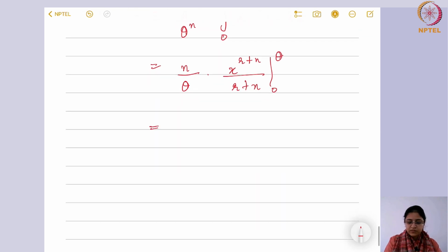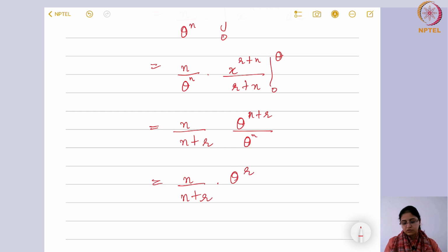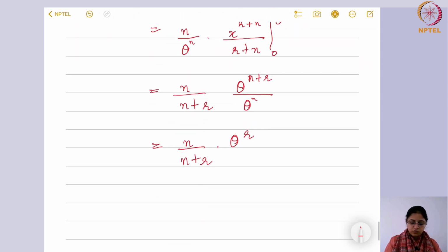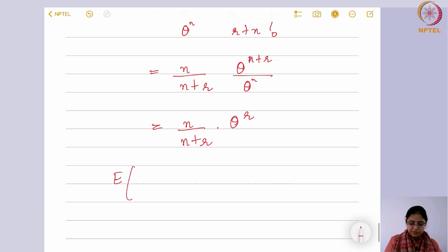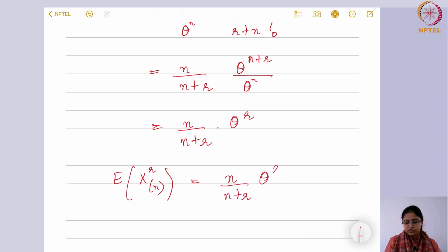So it would be n over n plus r, right? You substitute the value of theta, so it would be theta raised to the power n plus r over theta raised to the power n, which cancels out. So what you are left with is n over n plus r times theta raised to the power r. So the expectation of the largest order statistic raised to the power r is the same as n over n plus r times theta raised to power r.